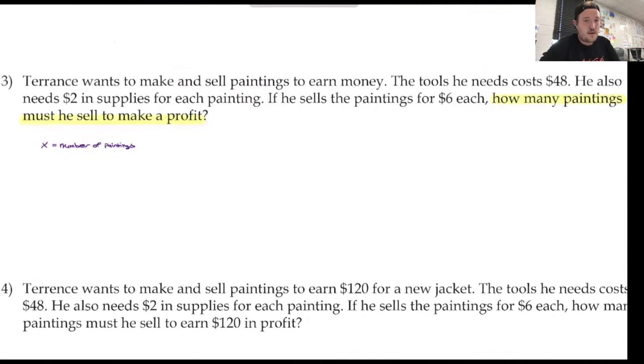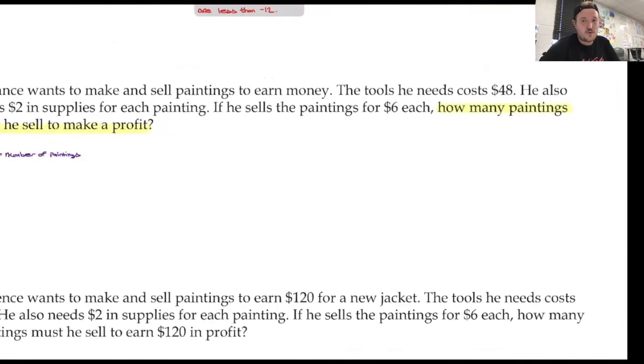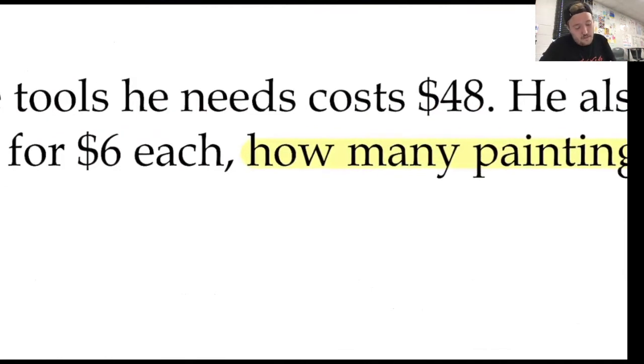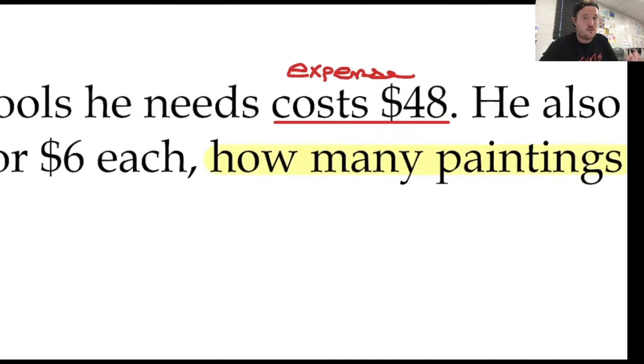So he wants to make and sell paintings to earn money. So the tools he needs costs $48. So here's the thing. If it costs $48, this is an expense. That's not money in his pocket. He's losing that money. So this is a negative $48.